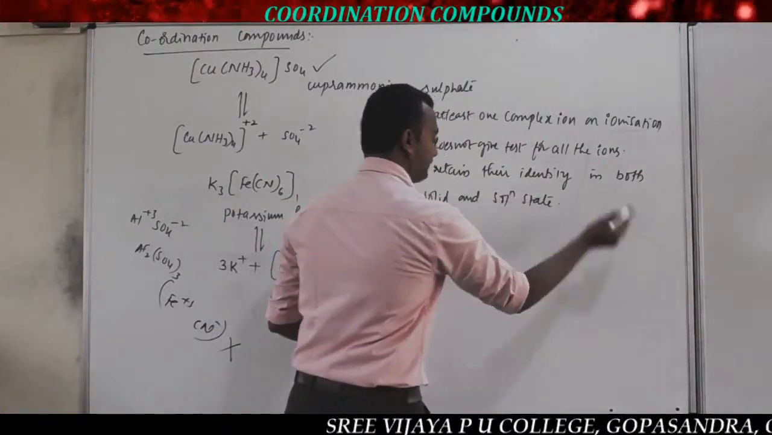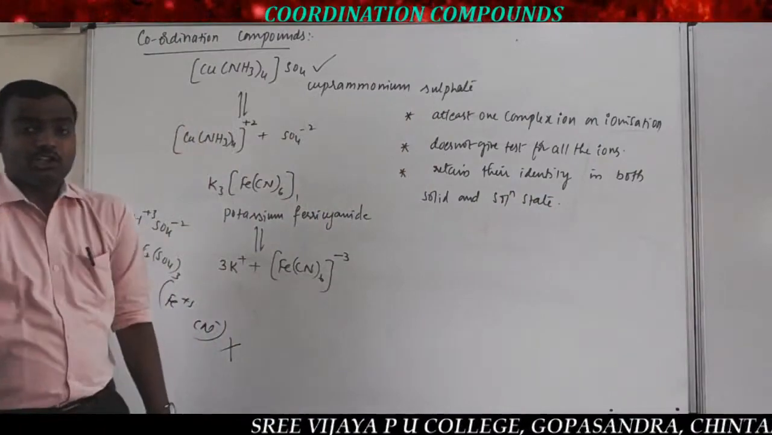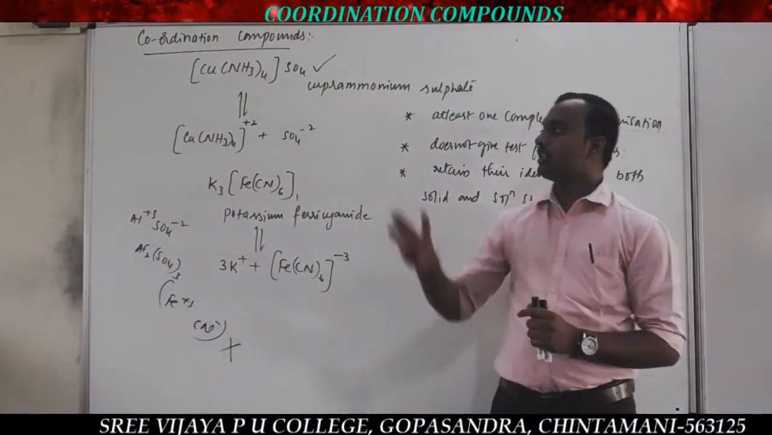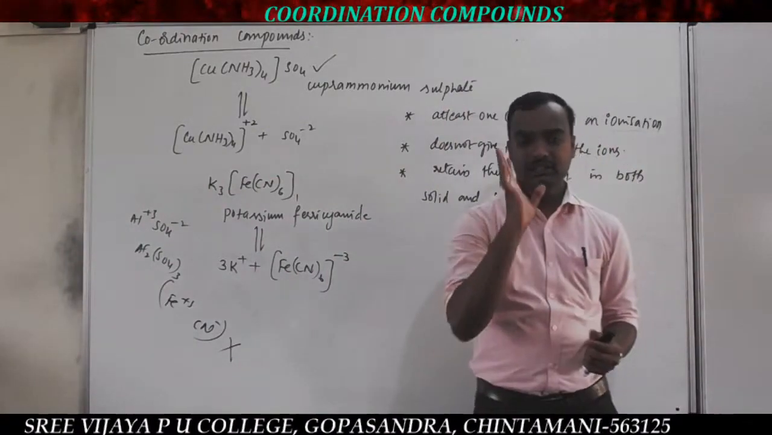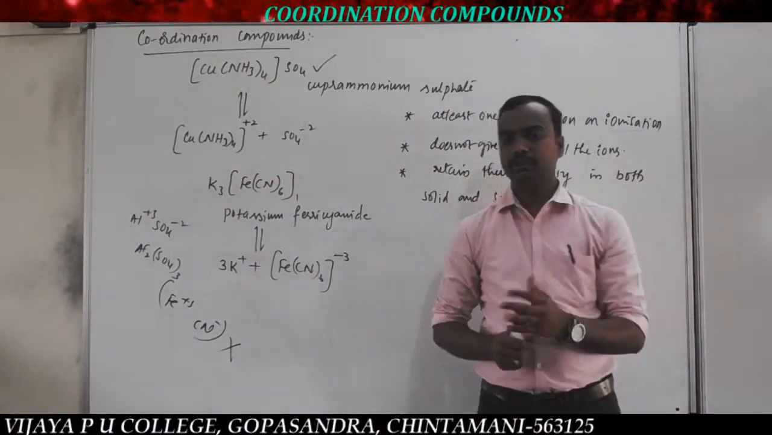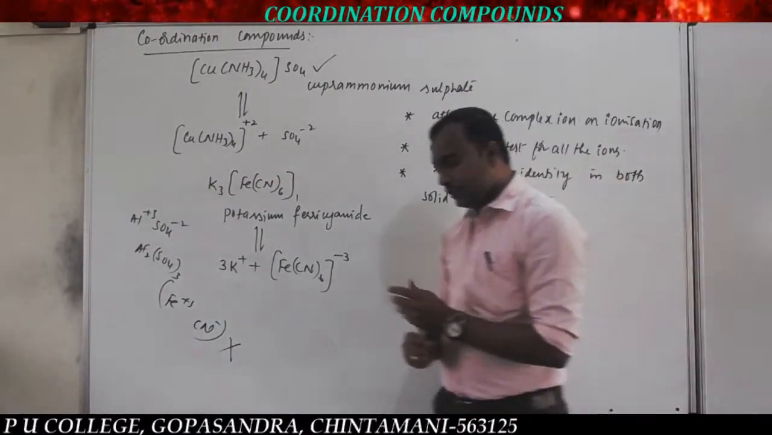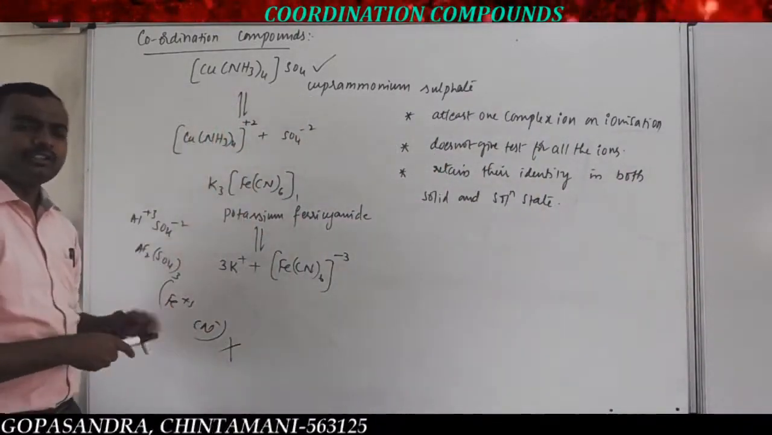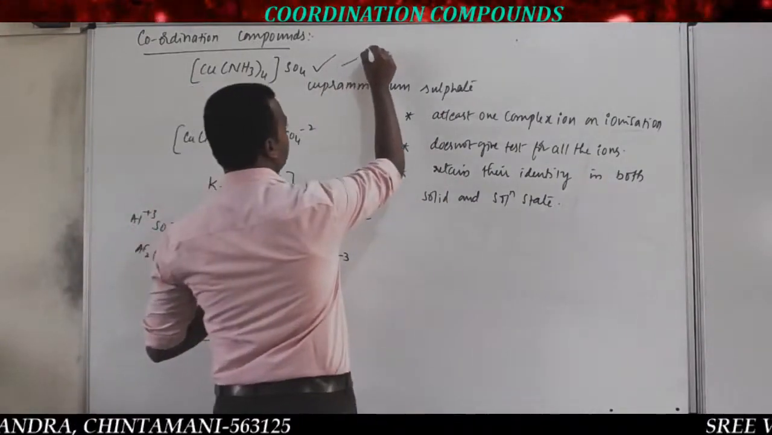Solution state is nothing but a dissolved state. So how, sir? Usually most of the complexes or coordination compounds are colored in nature, except some of them which are colorless. For example, a simple example is cuproammonium sulfate.